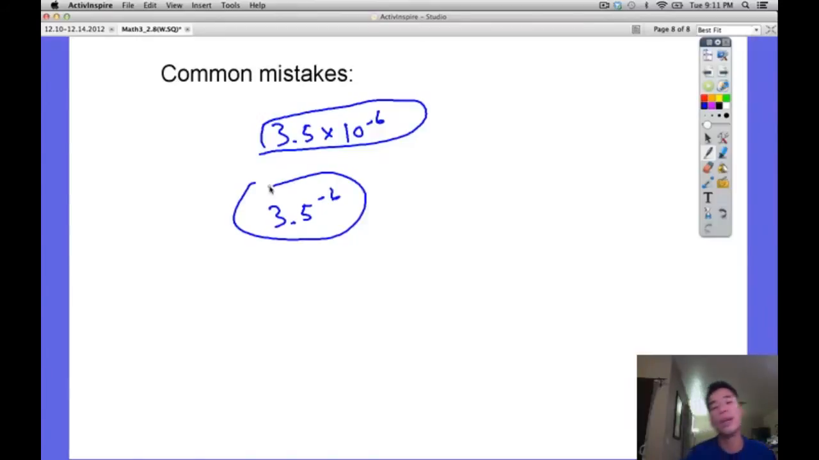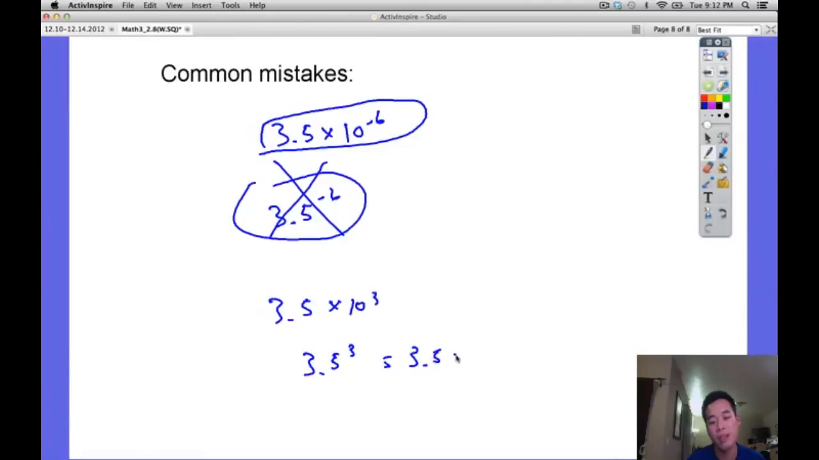Negative exponents without the power of 10 basically means, hey, you better put it over 1. So this is not scientific notation. This isn't scientific notation. Same thing with positive. If you have 3.5 times 10 to the third, sometimes students for some reason go 3.5 to the third power. Again, we know what 3.5 to the third power means. This means 3 and 5/10 times 3 and 5/10 times 3 and 5/10, which is not going to give you the same answer as this. Okay, so be careful of that common mistake.